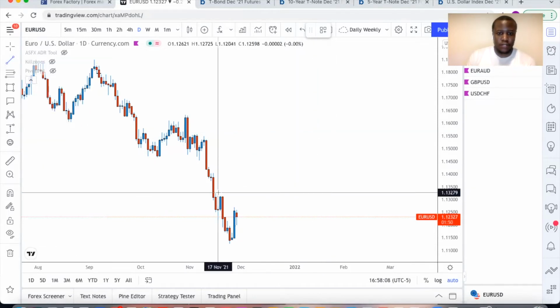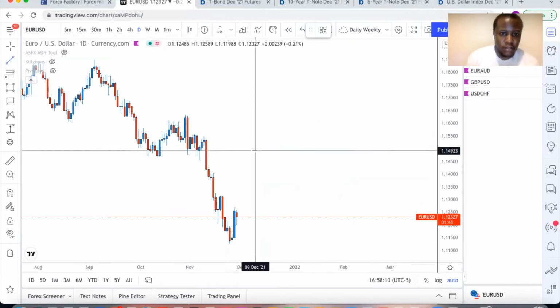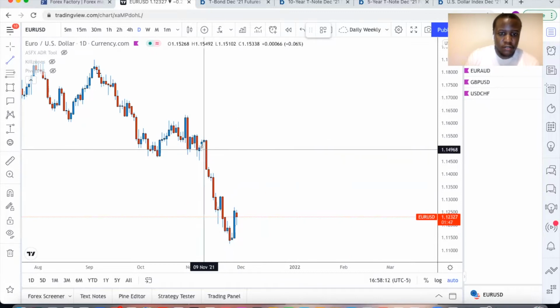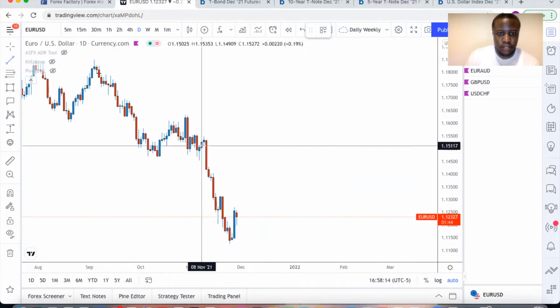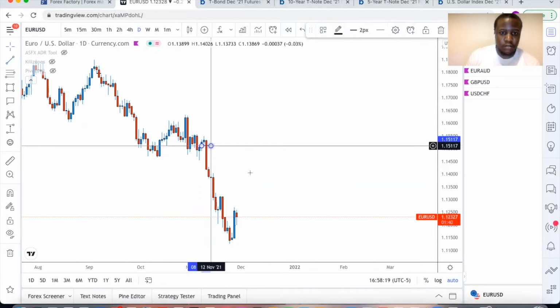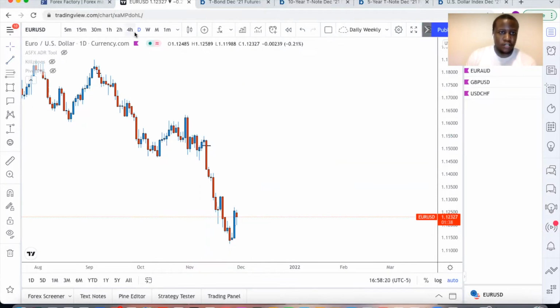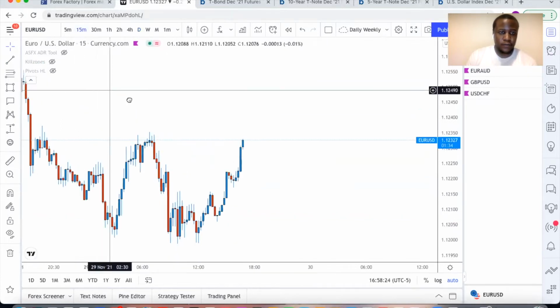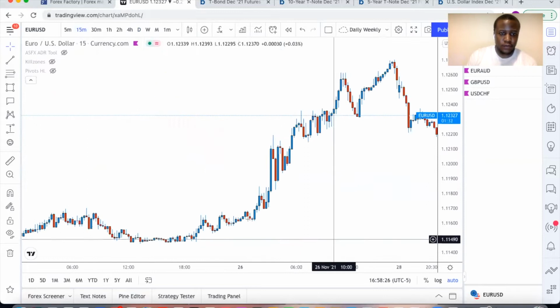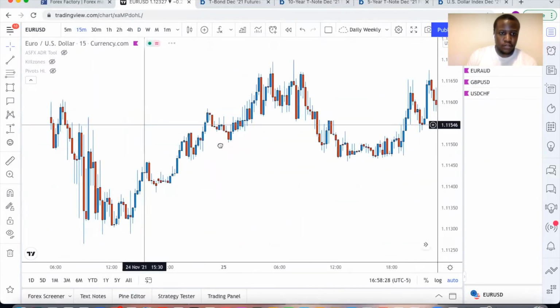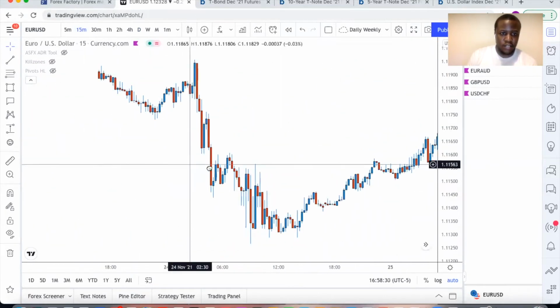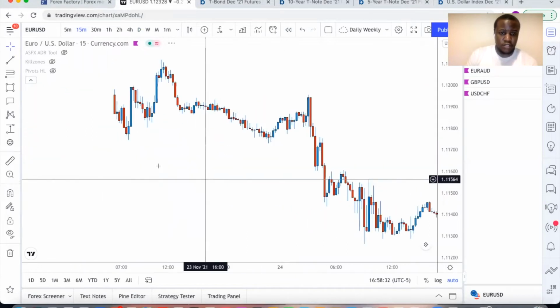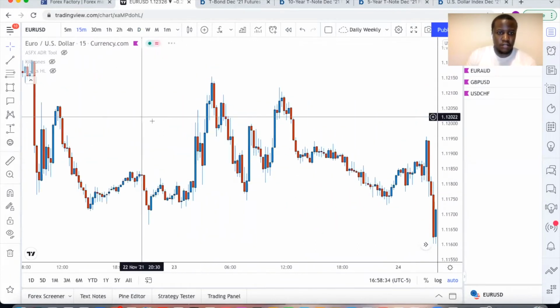So let me show you what I mean. This is the previous day low right here. And this is the daily chart. Okay, so we go to a 15-minute chart. With this strategy, all you need to pretty much know is the directional bias.